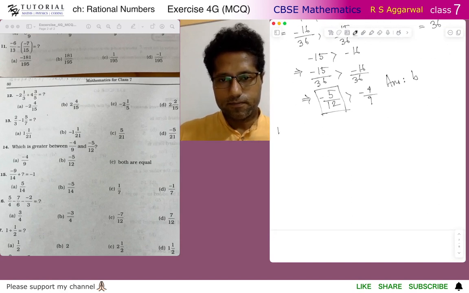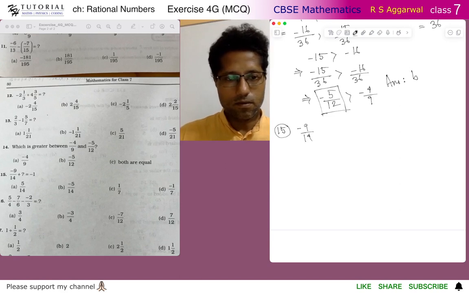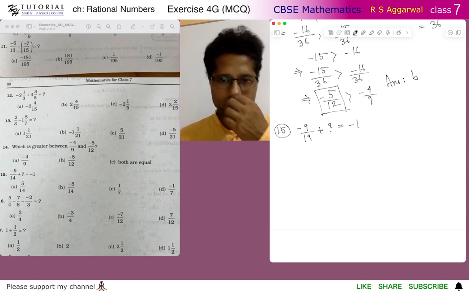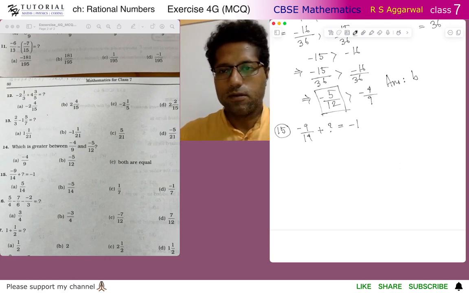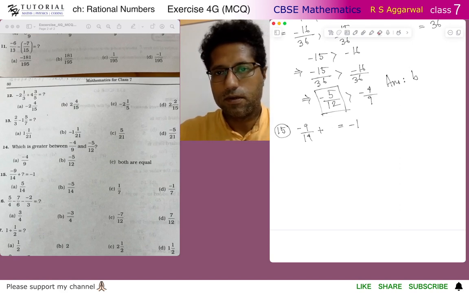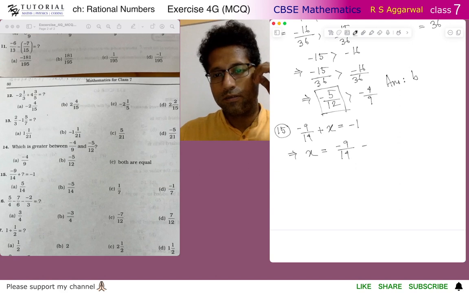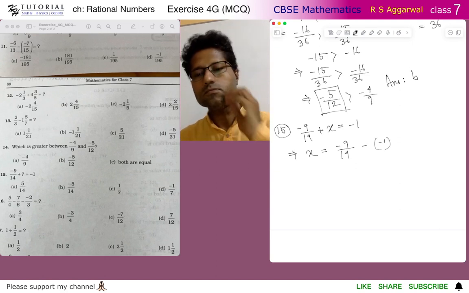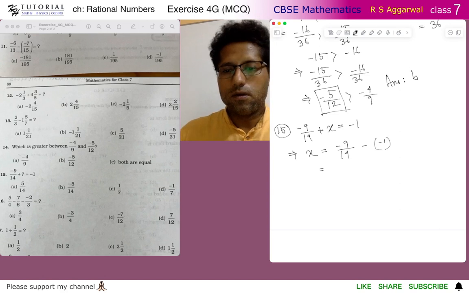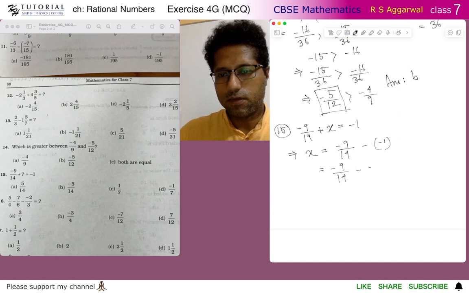Question number 15. It says minus 9 by 14 plus question mark equals to minus 1. So we have to find the question mark. So let the question mark be x. So we have to find x. This implies x equals to minus 9 by 14 minus minus 1. This is minus 9 by 14 minus 1, which is minus 1 by 1.